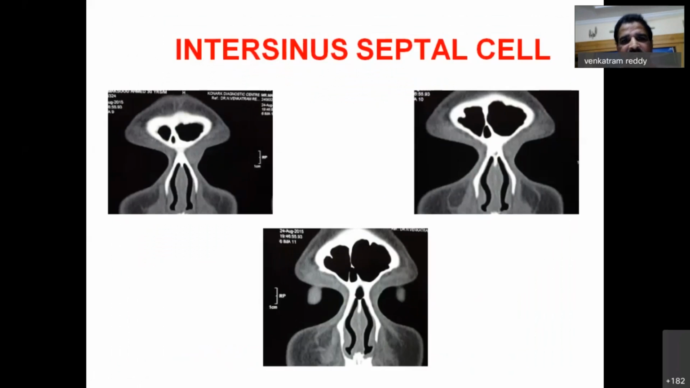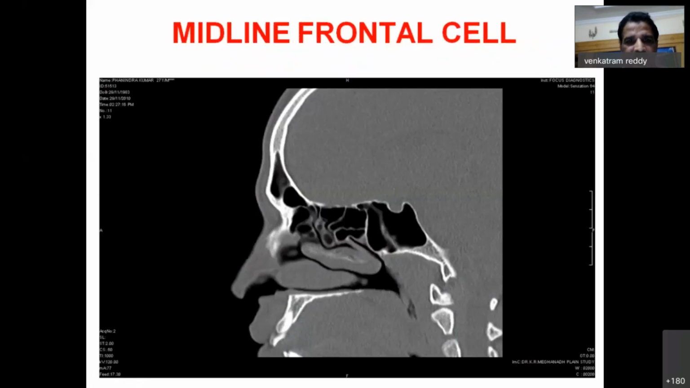Now, intersinus septal cell. What is an intersinus septal cell? Some people refer to this as the third frontal sinus. So you can see here, this is a sinus, and this intersinus frontal cell opens into one of the frontal sinuses. So here you can see it is opening into both the sinuses. So some people refer to this as the third frontal sinus.